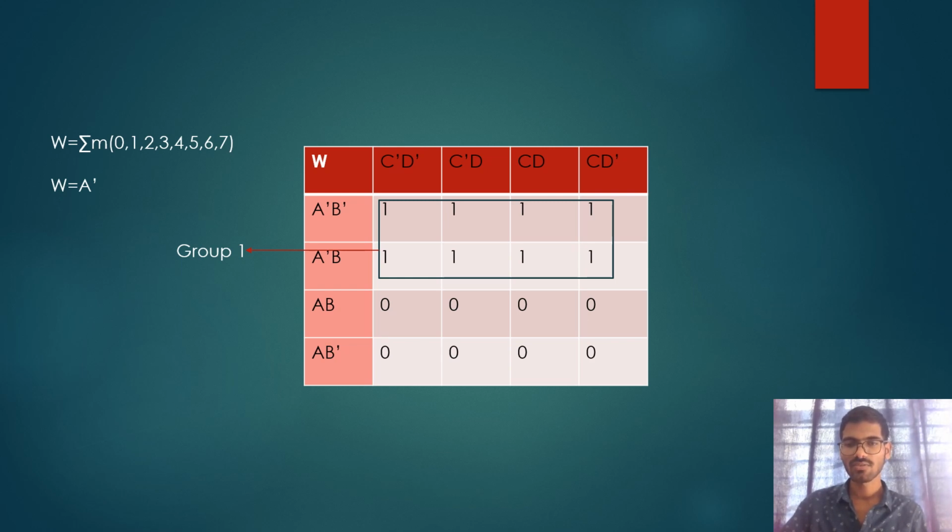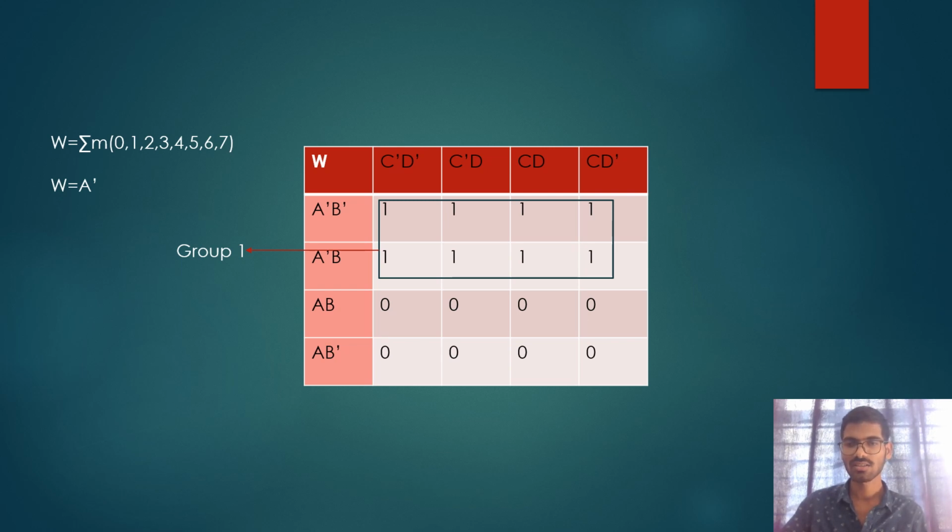Understood, right? First we represent each minterm position. At all these positions we put 1. Since we don't have any don't care condition, the rest we fill with zeros only. So we group according to the oct. The answer we got is A bar. That is the answer for W.